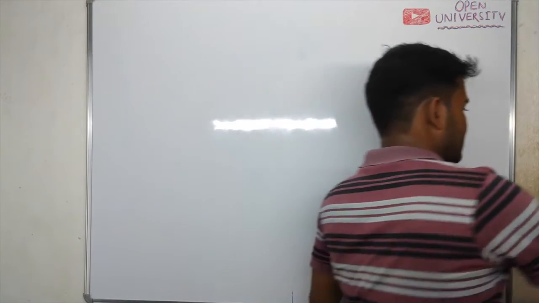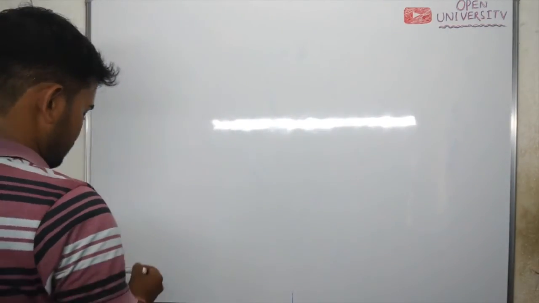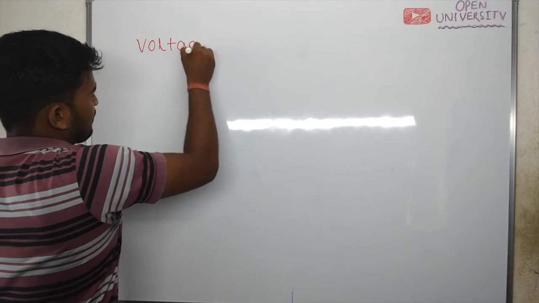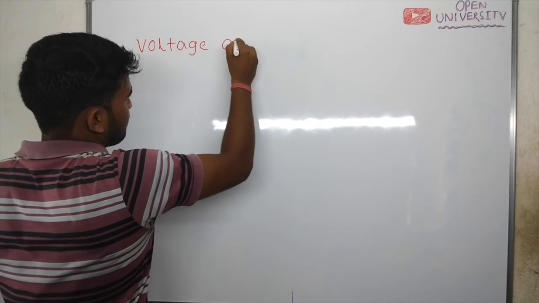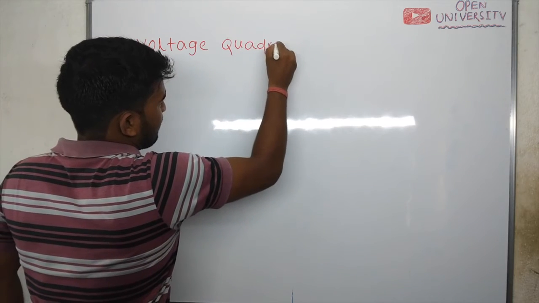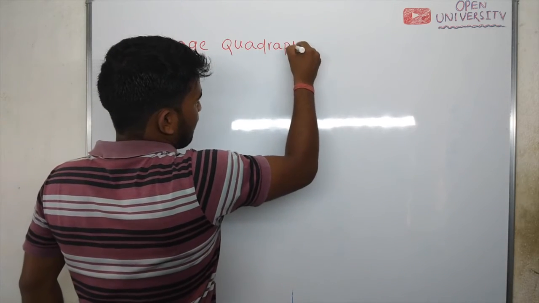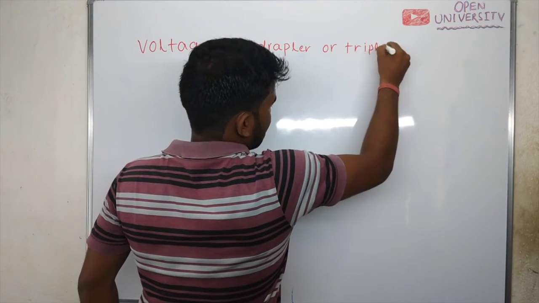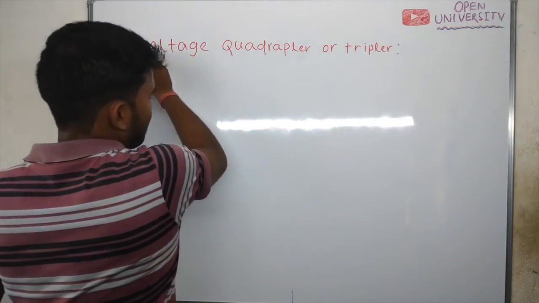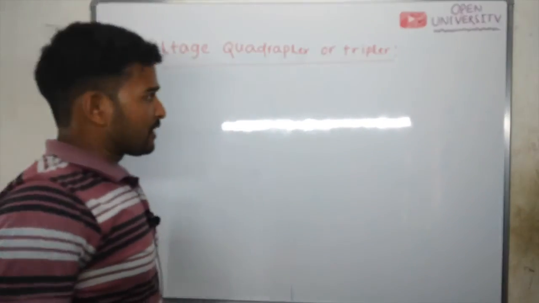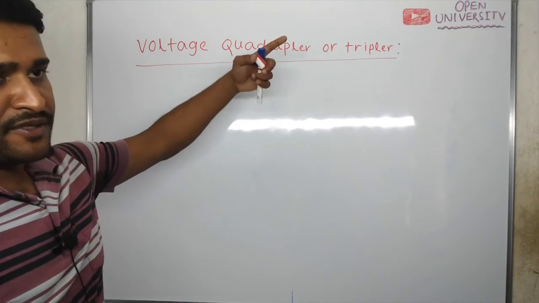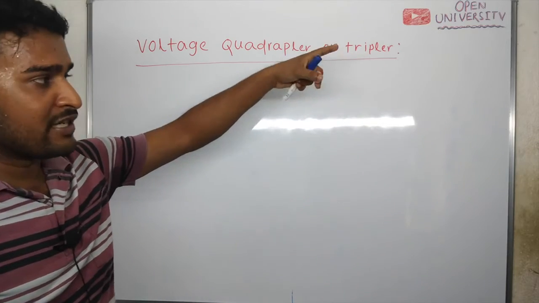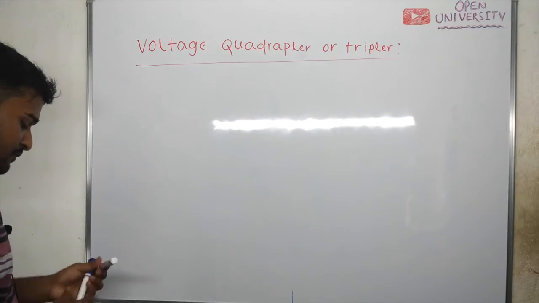Then give the heading voltage tripler or quadrupler. What is the circuit for a voltage quadrupler or tripler? Quadrupler means output voltage will be 4 times the peak input value, and tripler means output voltage will be 3 times the peak input value. What is the circuit for it?